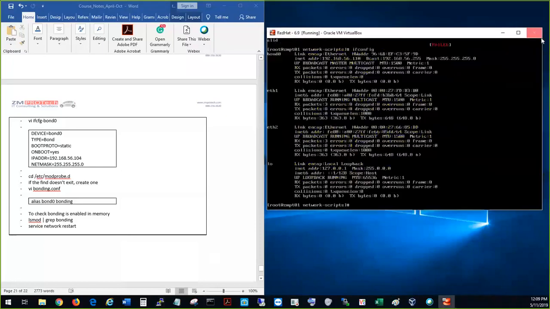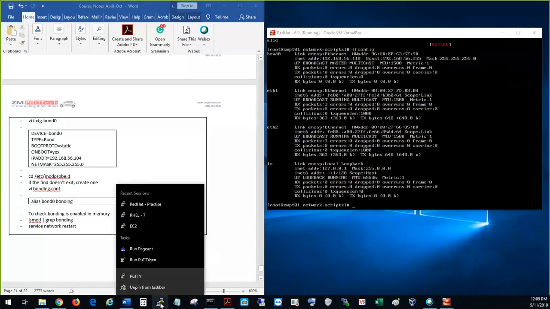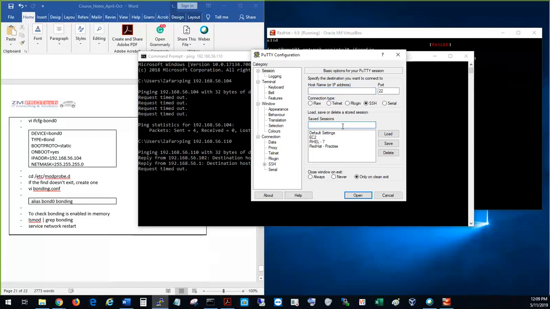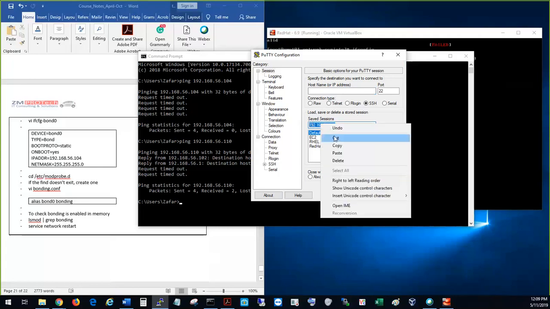So now what I have to do is the system IP address is 110 here. It took it. How do you know it took it? You just type ping. Okay, yeah, it's replying. Still not replying. But let me see if I could connect. 192.168.56.110. Oh no, I have to type it in here.